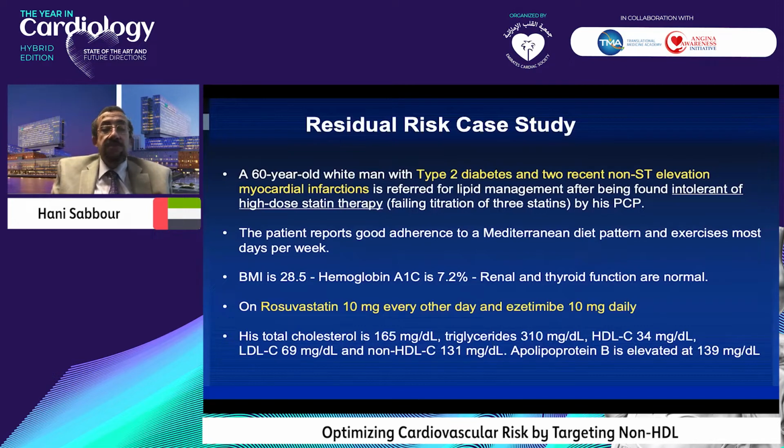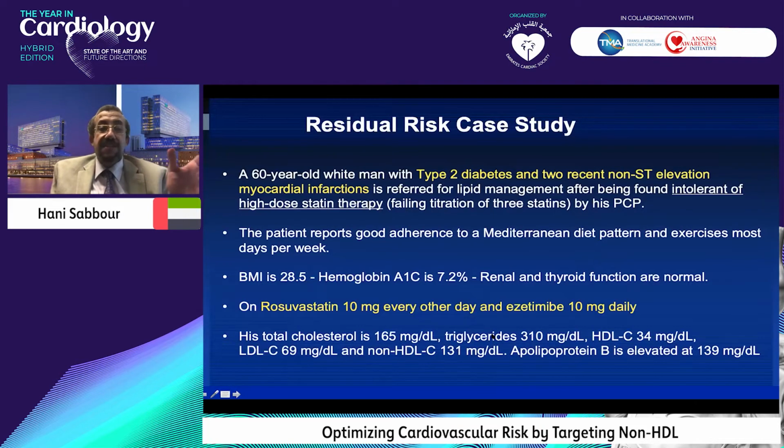He's now on rosuvastatin 10 every other day and ezetimibe 10. The triglycerides are 310, HDL is 34. The non-HDL-C is 131, and the LDL is 69. The ApoB is quite elevated at 139. So while the patient is close to his LDL target, 70 is not ideal. He needs to get to 55. He's extremely far away from his triglyceride, non-HDL-C, and ApoB. So this is all of the residual risk that's encompassed outside of LDL.